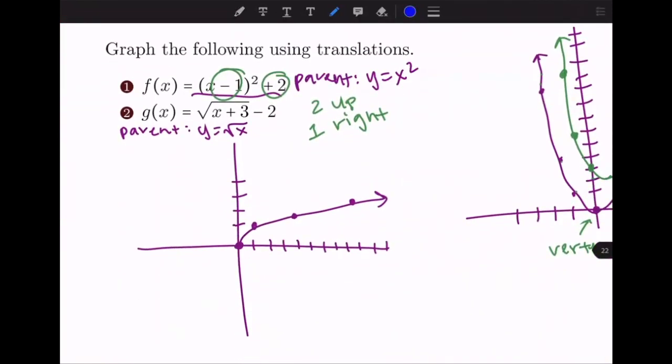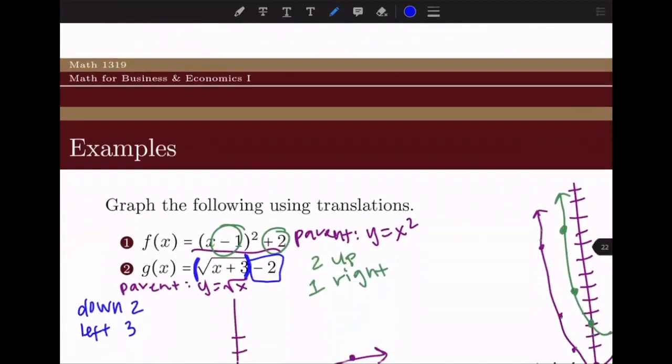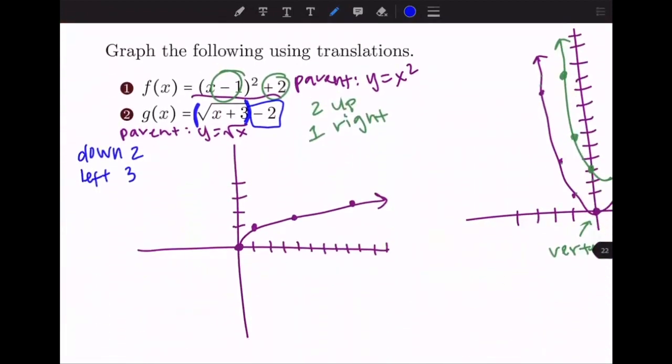So now I need to identify what kind of shifts I'm doing. Well, this minus 2 tells me I'm going to go down 2. And this plus 3 inside of the x bit is telling me I'm going to go left 3. Because remember, per up here, if a plus is in here, then we're going to go left. All right. So I'm going to start with this point here. So down 2, left 3. All right? That means this point is going to start here.